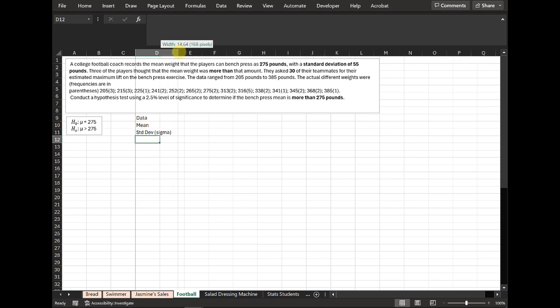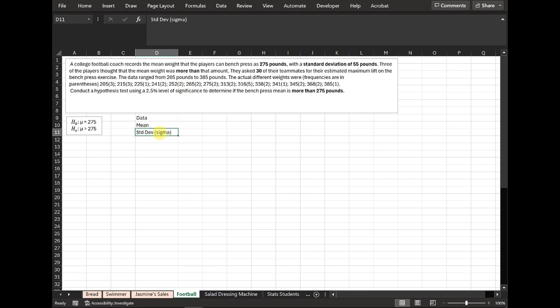So my question is, why is my standard deviation sigma and not S? This comes down to how this question has been set up. This is given as a general fact. So the college football coach knows that the mean is 275 and the standard deviation is 55 pounds. You would think of this as S if this was tied to, say, 275 pounds because he only had a data set of like 20 lifts. But this is given as a fact, so we can assume that this is sigma.